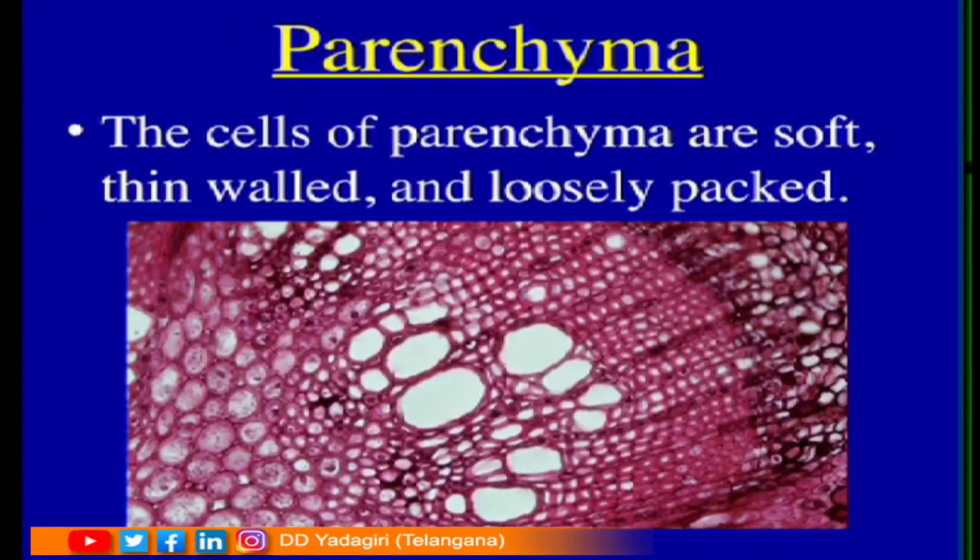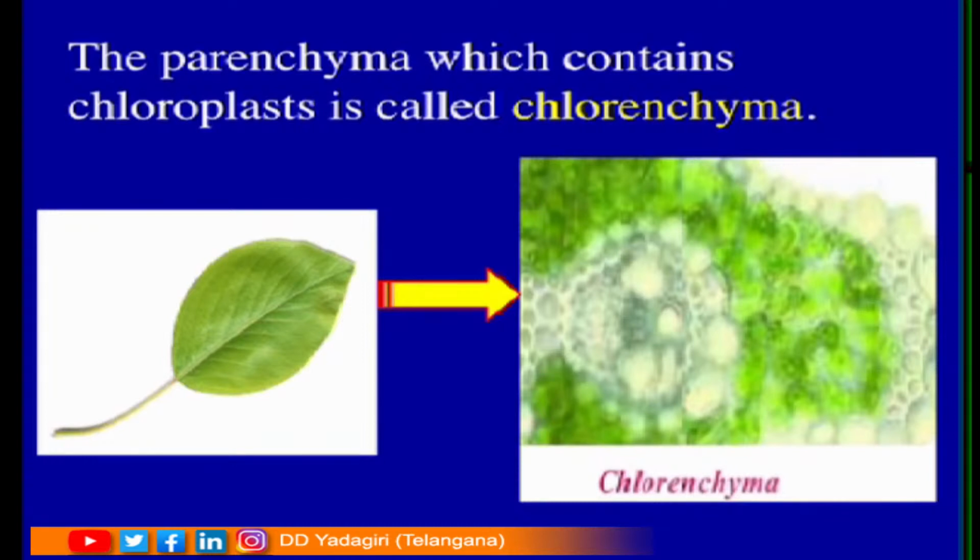The cells of parenchyma are soft, thin walled and are loosely packed. Now, look at this chlorenchyma. Where do you find the chlorenchyma, children? This is a type of parenchyma cell which is having chloroplasts. Children, you see the leaves as well as the young stem, they are green in color because they are having chlorenchyma. That is, these parenchyma tissue having chloroplast, that is why they are called as chlorenchyma.